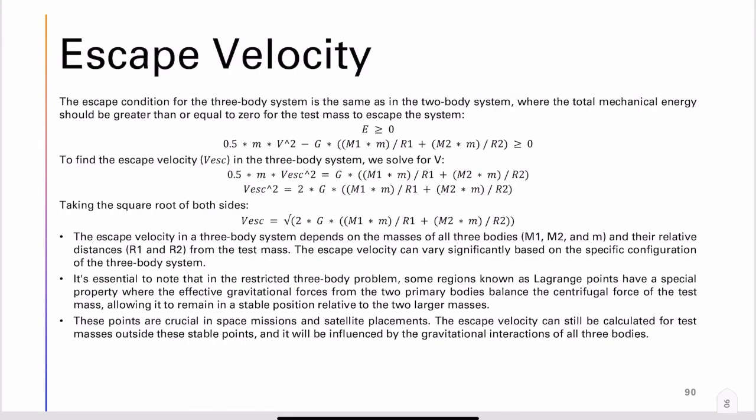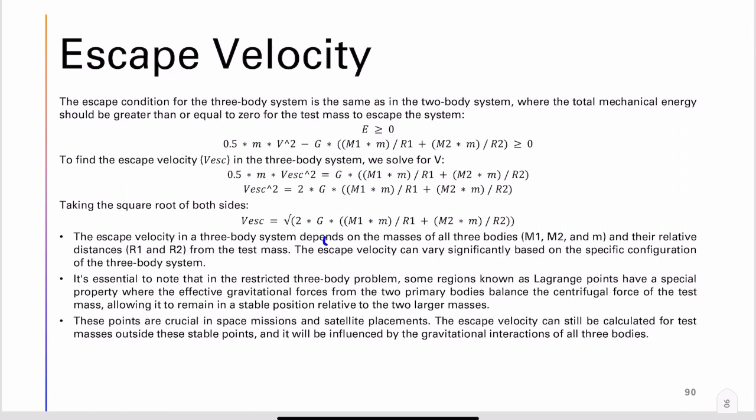Now the same condition applies. The total mechanical energy should be greater than or equal to 0 when I want to solve for the minimum energy required to escape the gravitational influence of the celestial body, which is obtained by equating the above expression to 0. When I equate it to 0, I have the escape velocity equation as this. So 2 G times, it is not just m1 by r, it is m1 m divided by r1 plus m2 m divided by r2.